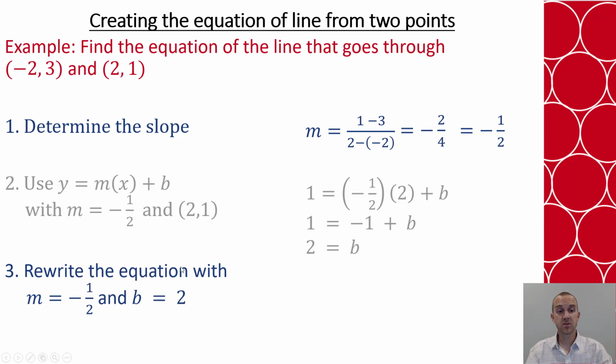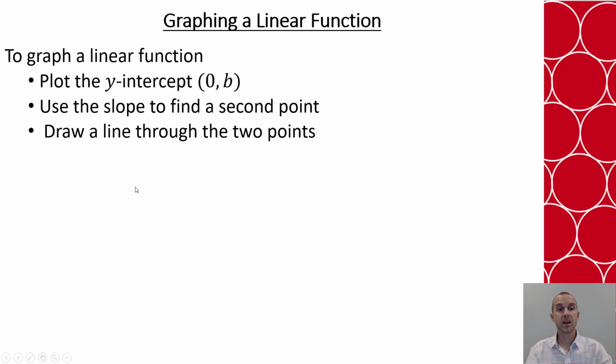The last thing I have to do is say that I have my slope of negative 1/2, my y-intercept of 2, and I'm going to write that in the equation of the line. So I'm going to replace the slope and the y-intercept and say that this equation is y equals negative 1/2 x plus 2. Now if I want to graph that line that I just created, I'm going to start with that y-intercept where it crosses the y-axis, so that's 0, the b value, and then I'm going to use that slope to create a second point. In between any 2 points is always a line that I can draw.